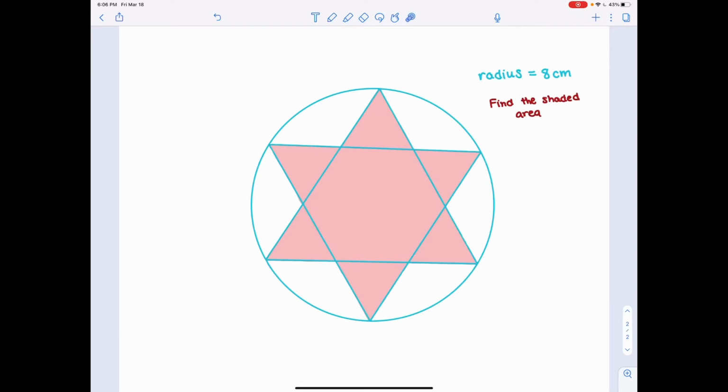The information we have right now is that the radius of this circle is 8 centimeters. We're trying to find the area of this shaded area that is pink. We know that this is an equilateral hexagon. And yeah, let's get solving.